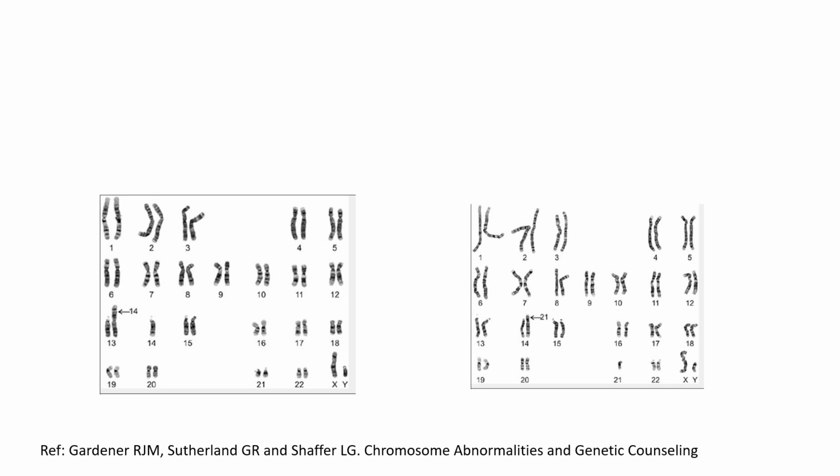And shown on this slide are two different Robertsonian translocations. On the left is a Robertsonian translocation between chromosomes 13 and 14. And as you can see, that's a whole arm translocation with the loss of the short arm. And if you look at the count of the number of chromosomes, there will only be 45 chromosomes. And on the right is a Robertsonian translocation involving chromosomes 14 and 21. And again, there will be only 45 centromeres, and hence the chromosome number is 45.